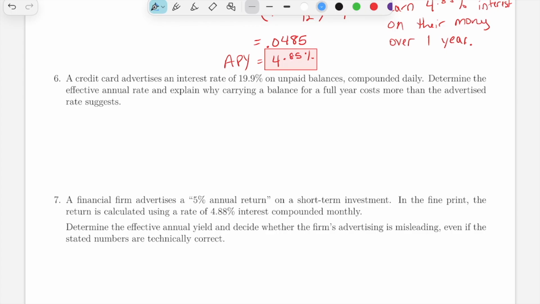For this problem, we can see that 19.9% I'll write as 0.199. It does say compounded daily, so n is 365. And then determine the effective annual rate, or in other words, APY. So let's go ahead and write our formula and substitute our numbers in.